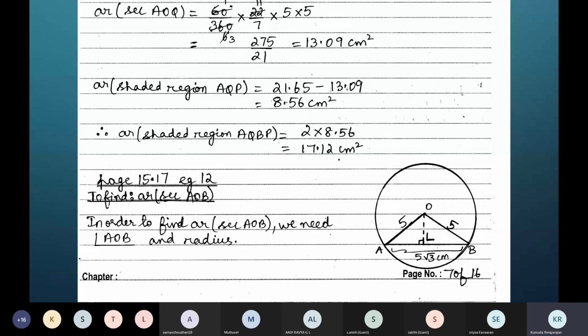Here now, with respect to this figure, which is 60 degrees, AOB, is it? Yes, ma'am. But do you think AOB can be 60? If AOB is 60, that means AOB will be an equilateral triangle, but the sides are 5, 5 and 5 root 3. They're not equal. All the sides are not equal. It cannot be 60. Let me just see.